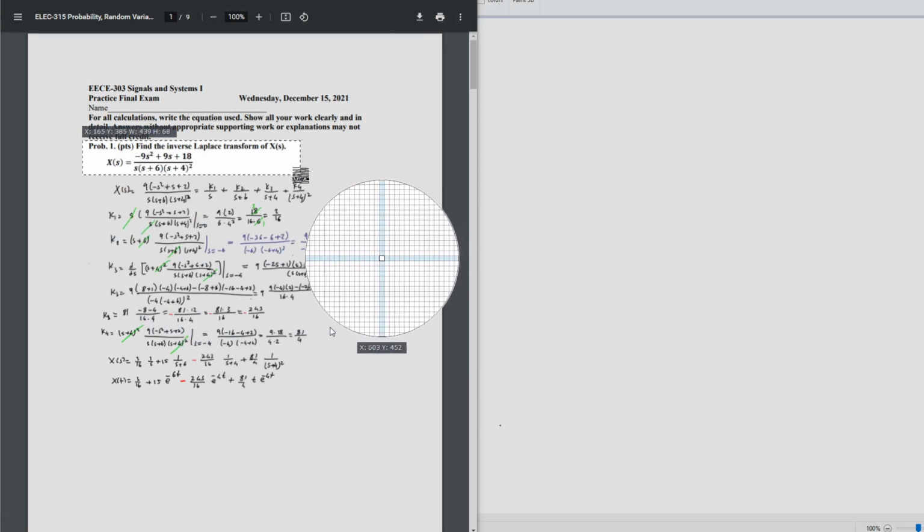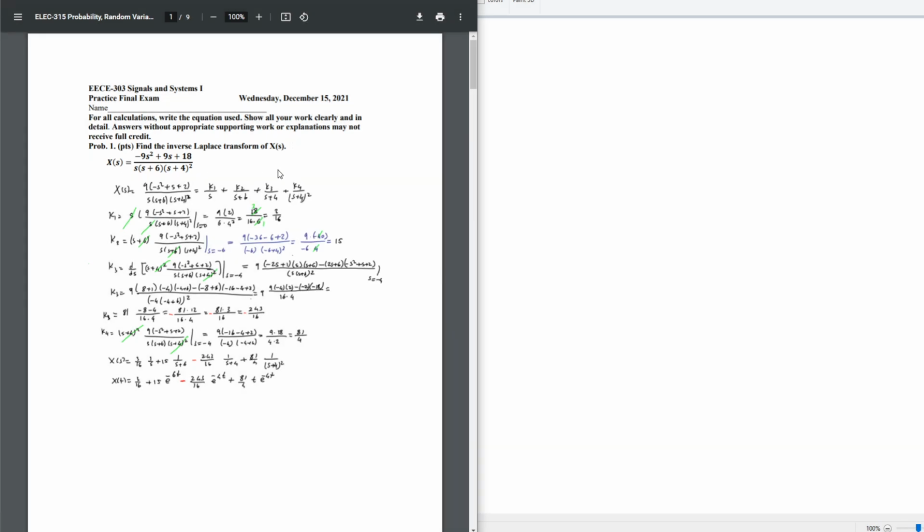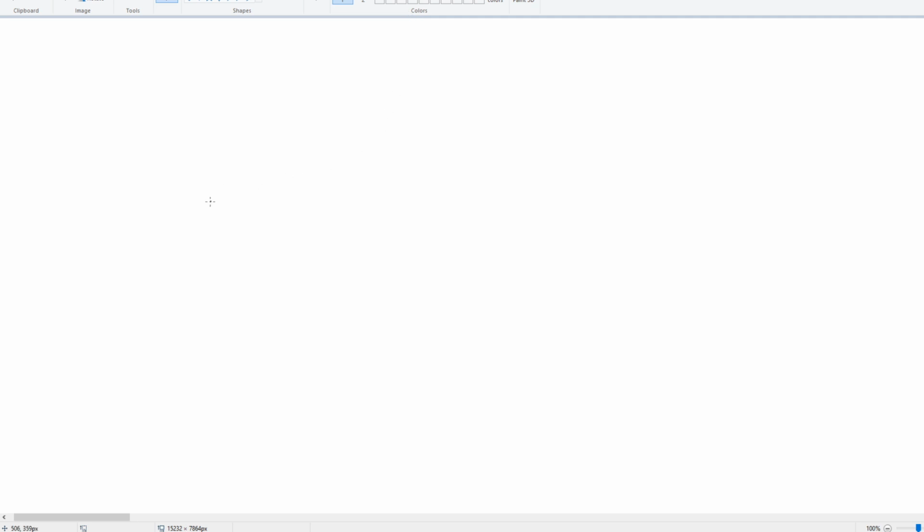Honestly, these problems are not too bad, especially this one, because this is just partial fractions, which we learn in like, what is it, Calc 2, Calc 3. So this isn't too bad. It's just using a different method to find the partial fractions. So for X(s), we're given this equation, and we have to separate this.